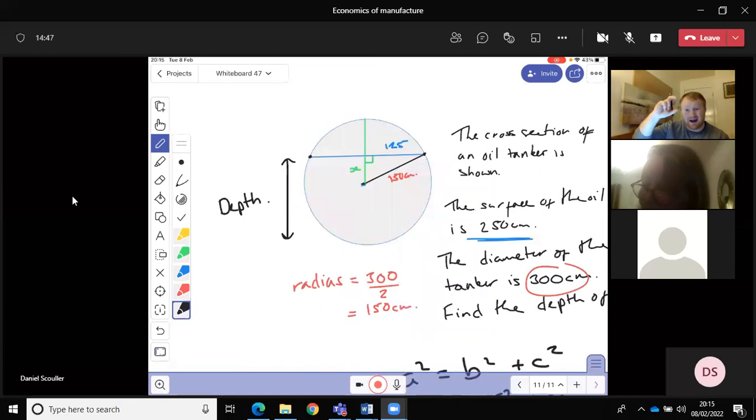So we've only worked out x, from the centre of that circle, or the centre of the tanker, to where the oil level is. We've only worked out a wee part of it. What we want to work out is that full depth. So that's what we've just found out, plus from the centre to the bottom. All that line is just the radius. So our full depth is the radius plus that side of the triangle that we've just found out.